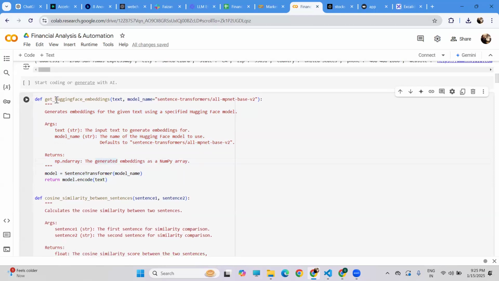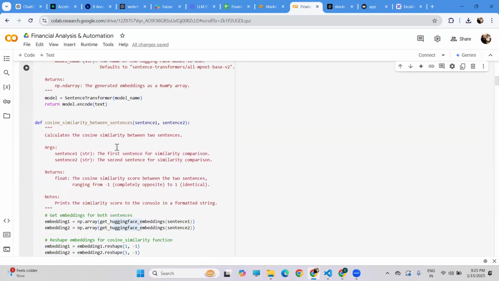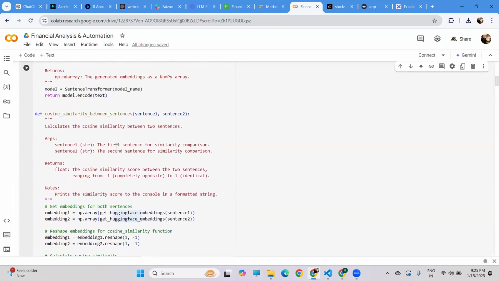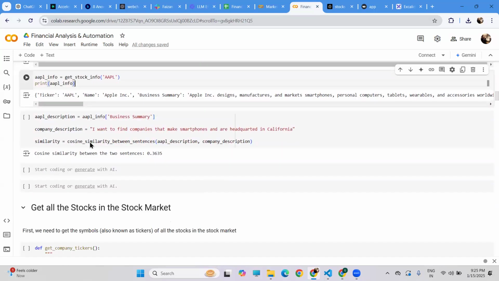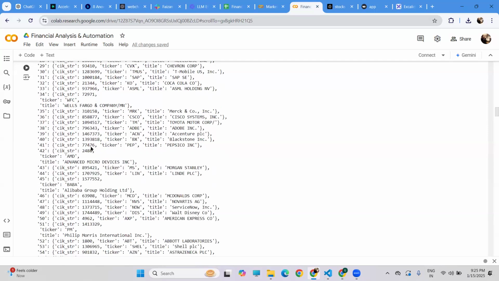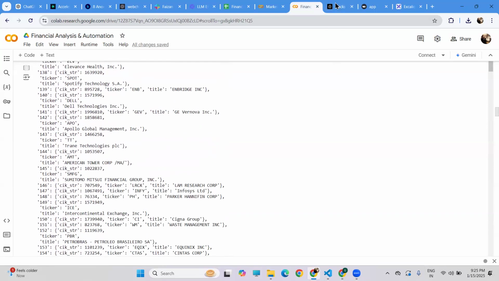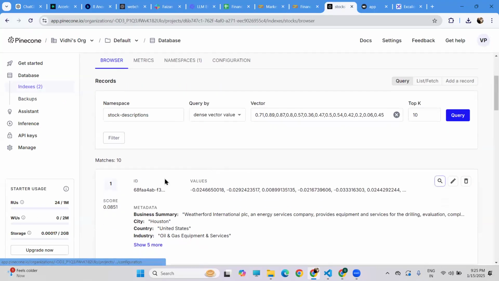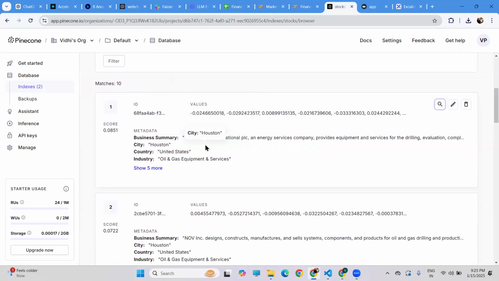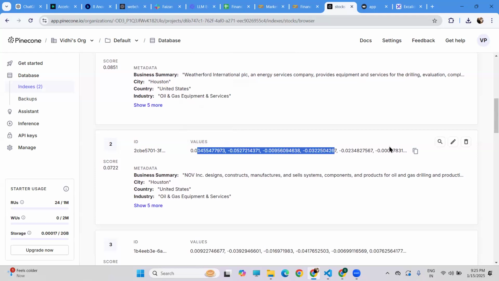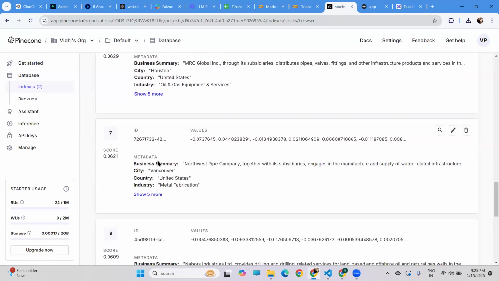I'm using Hugging Face vector embeddings. One can use any vector embedding, like OpenAI vector embeddings. And once I save all the data to my dataset, it will look something like this. And I have all the stocks data saved over here as vector embeddings.